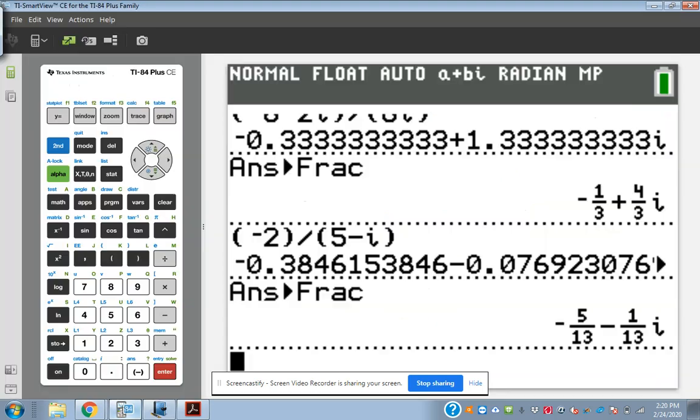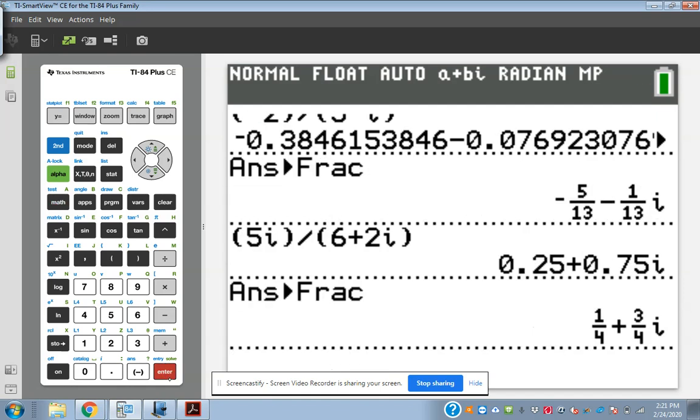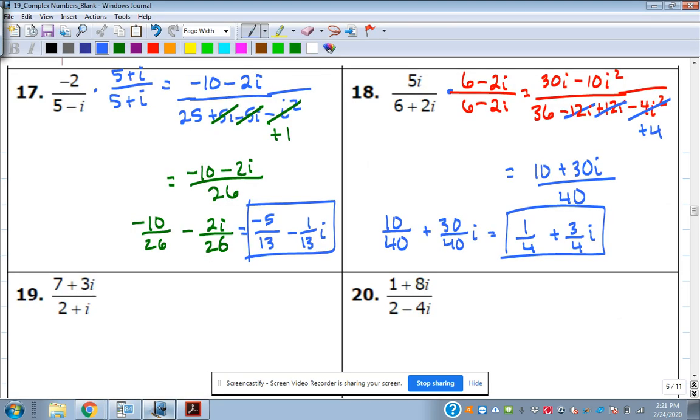Again, calculator: parentheses, 5i, divided by parentheses, 6 plus 2i, and math, enter, if you don't know that that's the same thing. Easy stuff. Calculator-wise, it's easy. I won't say that the other part's easy, because if you miss multiply one thing or miss a sign, it's completely wrong if you're doing it by hand, so you got to be careful of that.